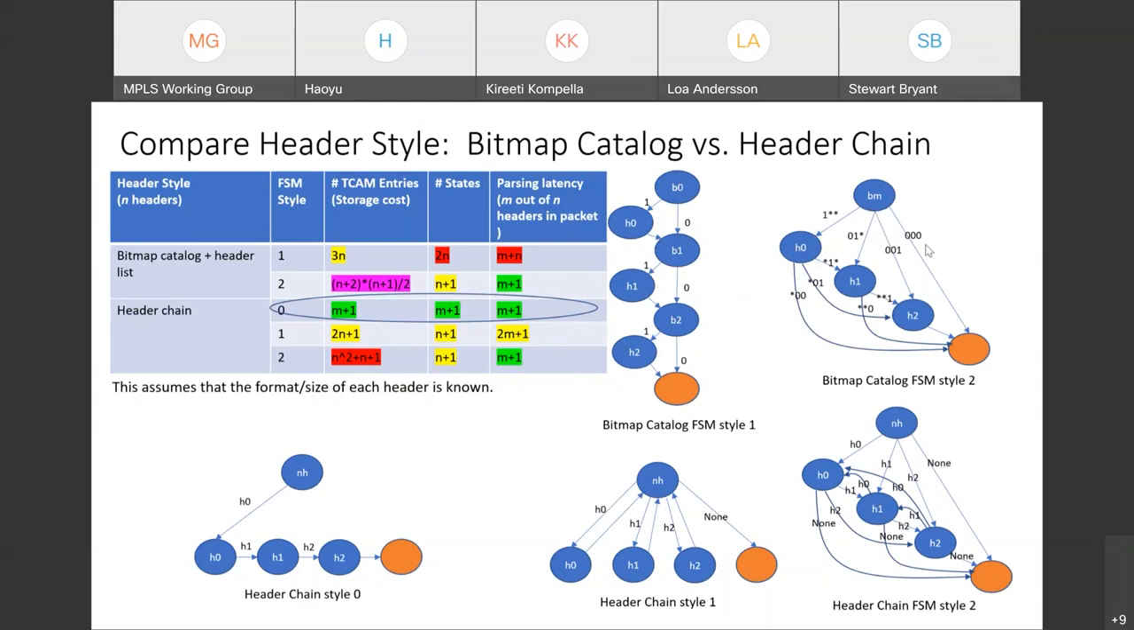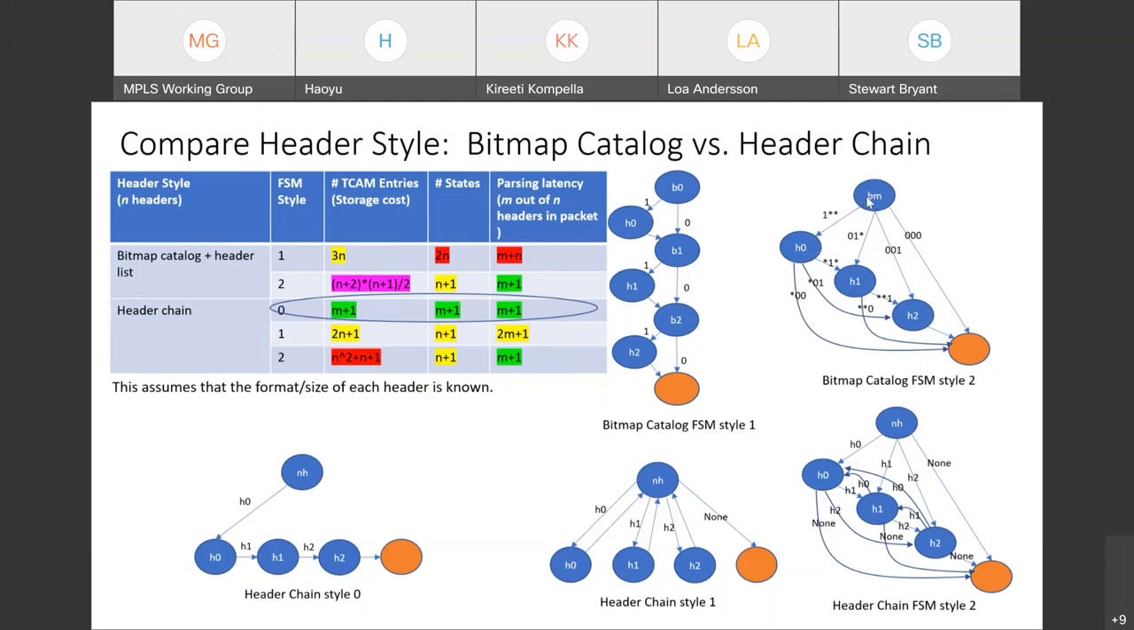That's the right side figure, the bitmap catalog FSM style 2. In this case, you can reduce the worst case latency to M plus one, but you need to significantly increase the number of transitions. Here you take advantage of the TCAM's ternary matching property.